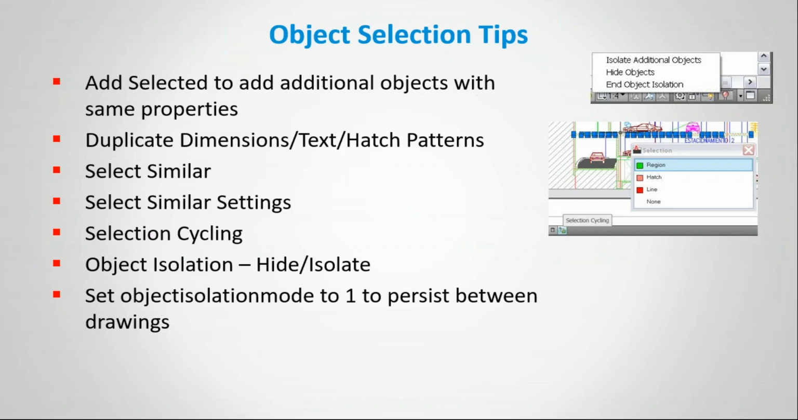But you can actually override that. If you take a look on the PowerPoint, there is an option, a super long system variable, object isolation mode. If you set it to 1, it will persist between drawings. That means if you leave the AutoCAD drawing and you come back in, the objects will still be hidden or isolated, if you will. So something for you to keep in mind.